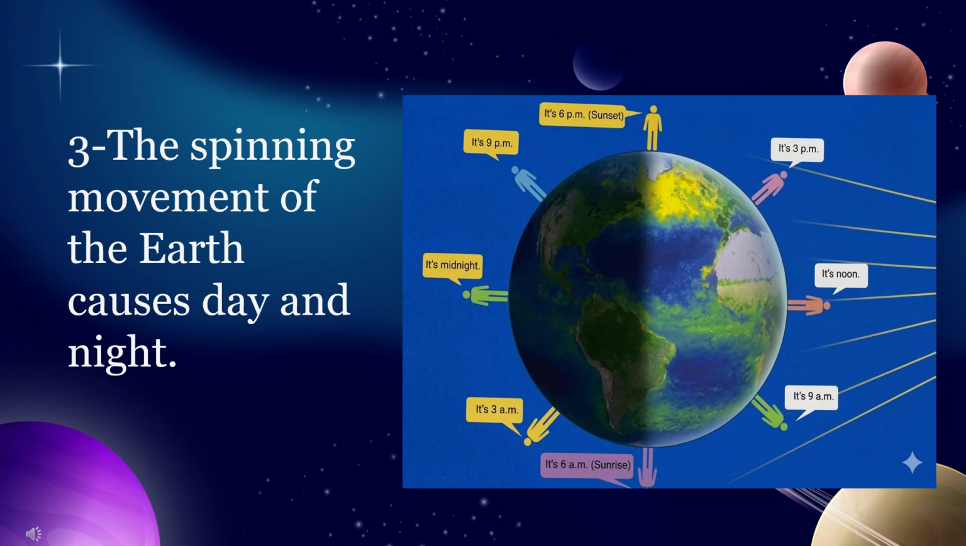The side of the Earth facing the Sun experiences daytime. As the Earth turns, that side moves away from the light, and we enter the darkness of night. As you can see in the diagram, when it's noon in one place, it's midnight on the opposite side. This cycle happens every 24 hours.